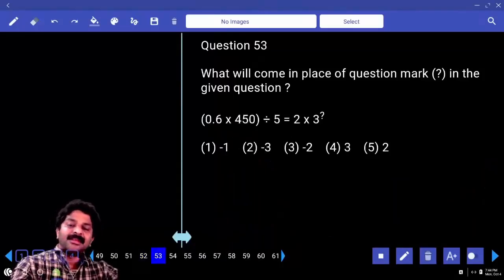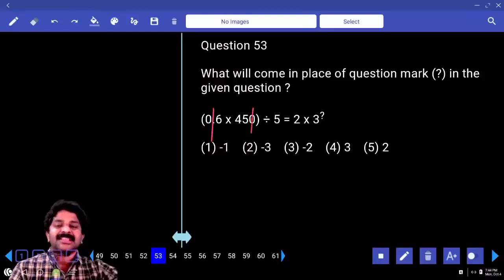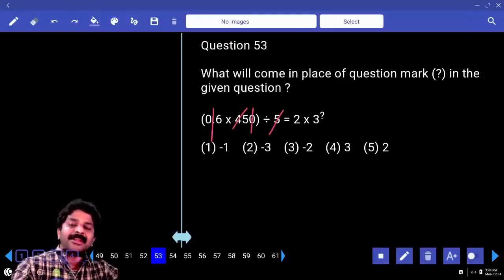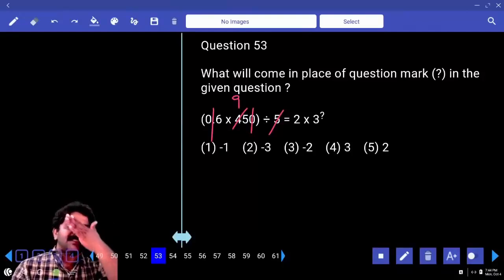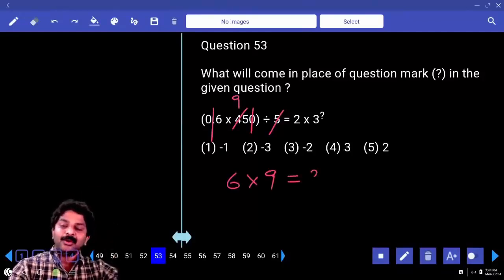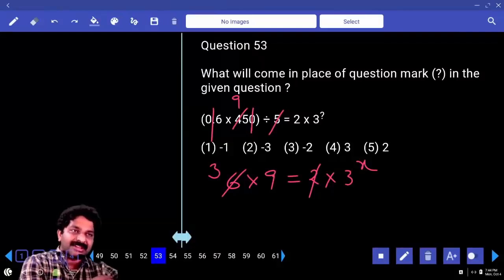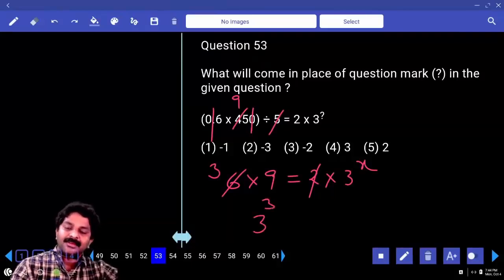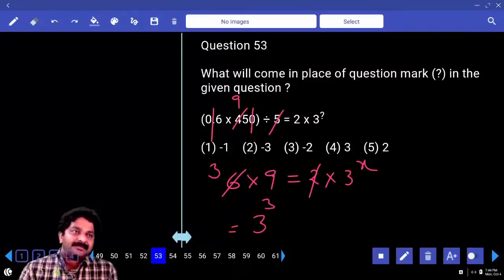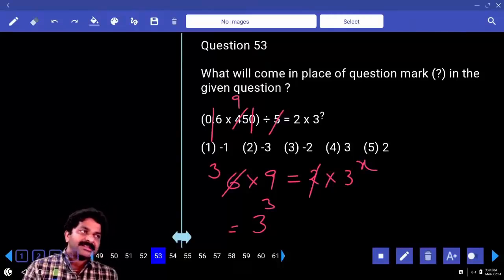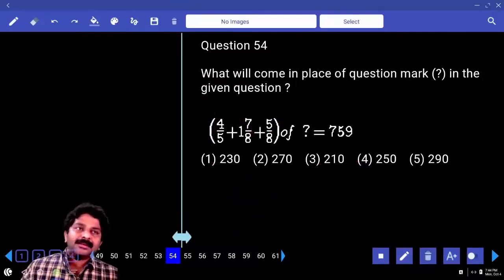Next, decimal and 10 both gets cancelled. 5 how many times is 45? 6 into 9. Otherwise keep it as it is. 6 into 9. 2 into 3 to the power of some number we have. 2 how many times is 6? Left hand side 3 into 3 square, that is 3 cube only. So x is equal to 3. Base values are same. Exponents must be equal. Over.